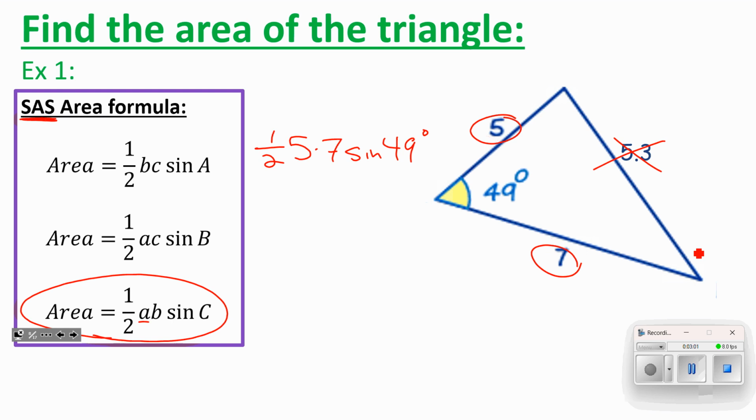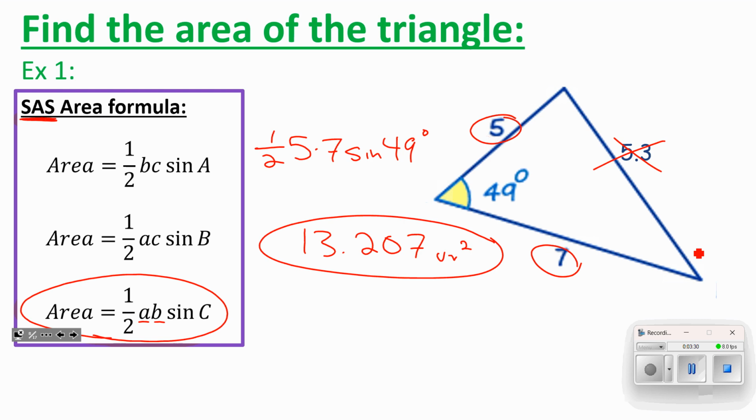So this says lowercase a, lowercase b, but really it's the 2 sides that make the angle. So type it in and see what you get. Love it. It is an area, so it's units squared: 13.207. That is the SAS area.